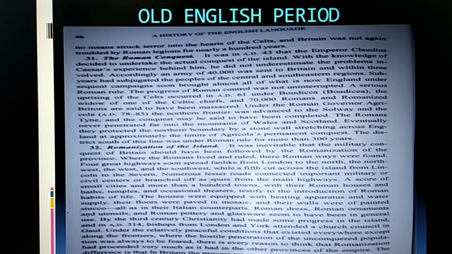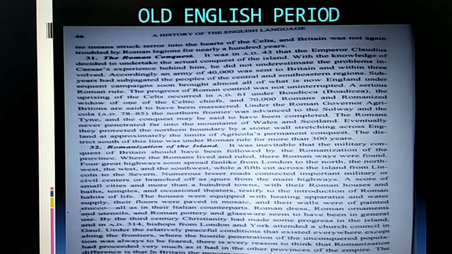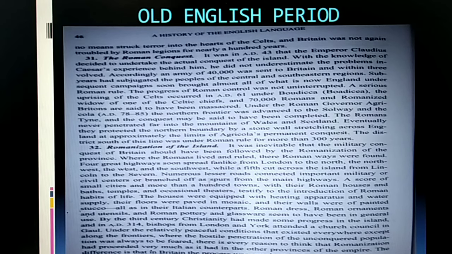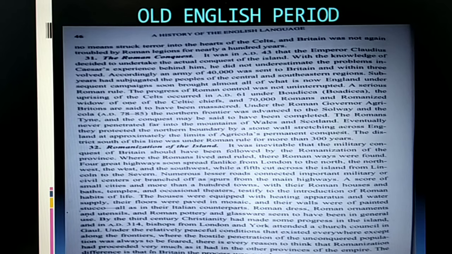And in AD 314, bishops from London and York attended a church council in Gaul. Under the relatively peaceful conditions that existed everywhere except along the frontiers, where the hostile penetration of the unconquered population was always to be feared, there is every reason to think that Romanization had proceeded very much as it had in the other provinces of the empire. The difference is that in Britain the progress was cut short in the 5th century.